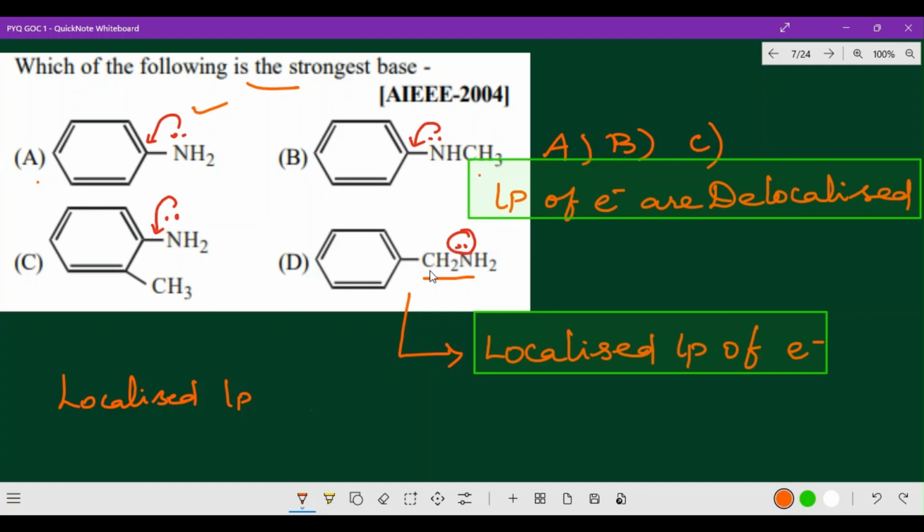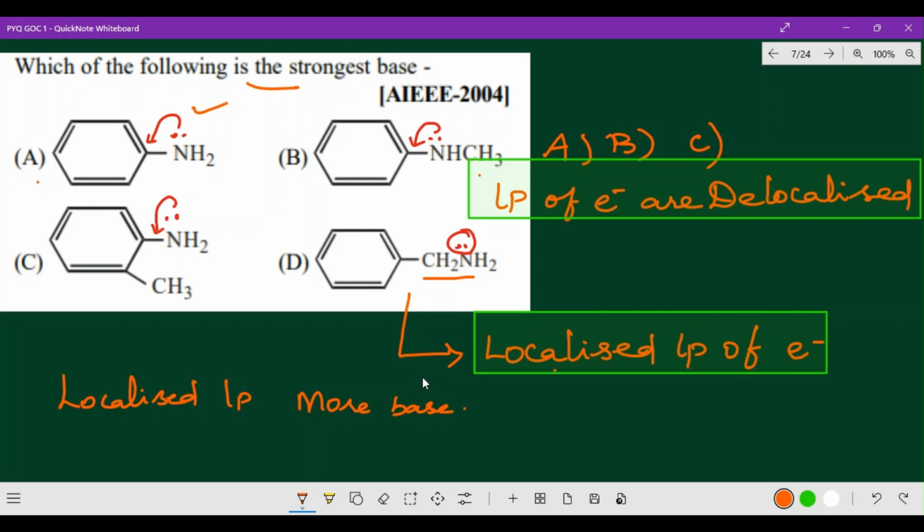That means it is not conjugated with the benzene ring. So that means it is localized. All of these A, B, C have delocalized lone pairs of electrons, whereas benzyl amine is localized. Localized lone pairs of electrons are more basic, usually. In our last video also I gave that example clearly. You just watch that, so you will get that idea.